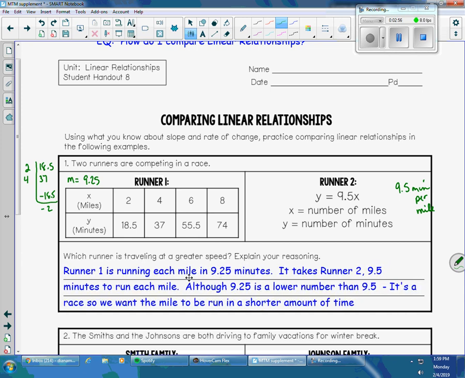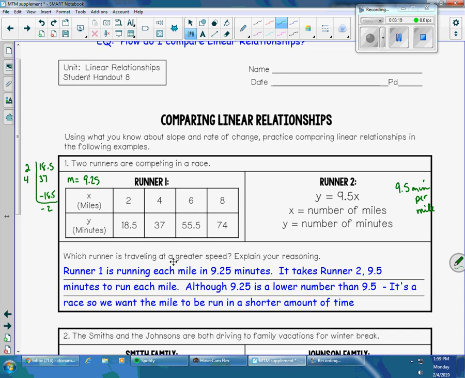Runner 1 is running each mile in 9.25 minutes. It takes runner 2 9.5 minutes to run each mile. So although 9.25 is a lower number than 9.5, it's a race. So we want the mile to be run in a shorter amount of time. So that's why in this one we're ordering from smallest to largest to get the one that's going faster.